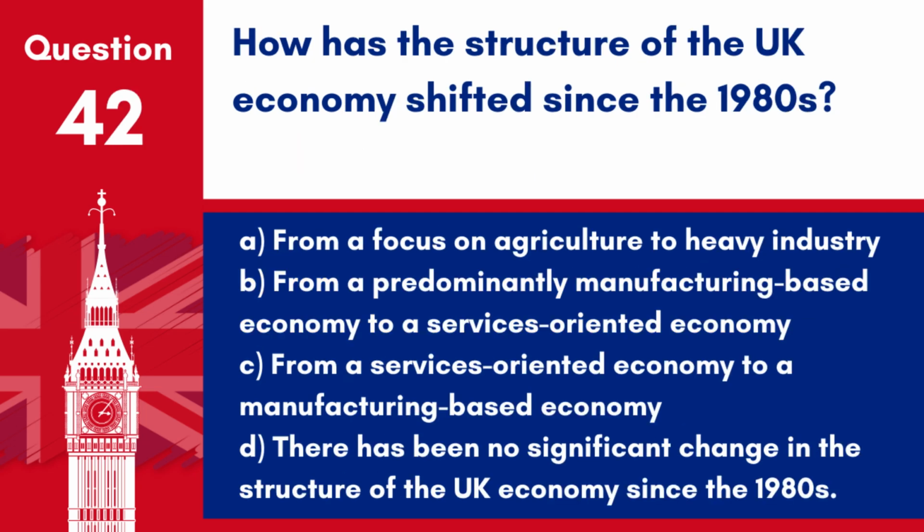Question 42. How has the structure of the UK economy shifted since the 1980s? A. From a focus on agriculture to heavy industry. B. From a predominantly manufacturing-based economy to a services-oriented economy. C. From a services-oriented economy to a manufacturing-based economy. D. There has been no significant change in the structure of the UK economy since the 1980s.